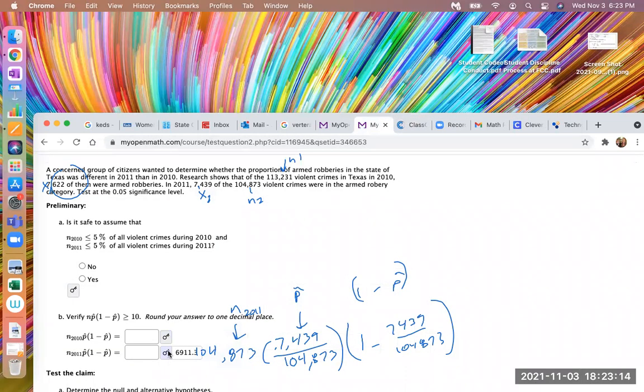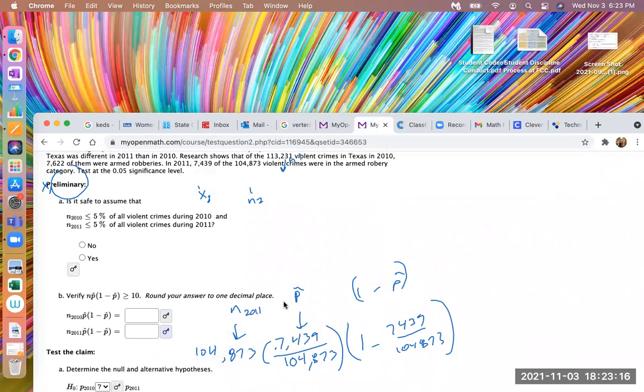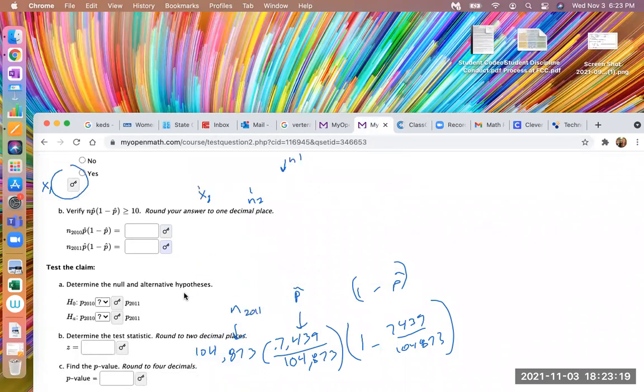So that's 69113. So yes. Okay, then we can move on with this problem. Determine the null and alternative hypothesis.